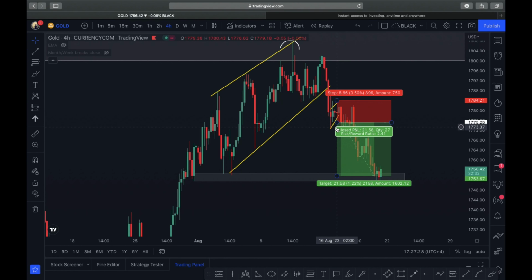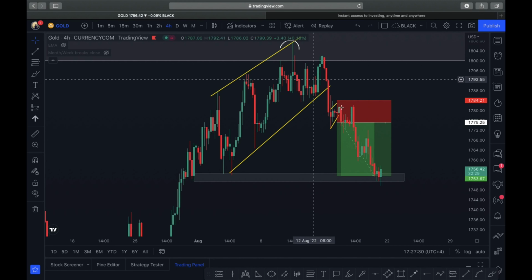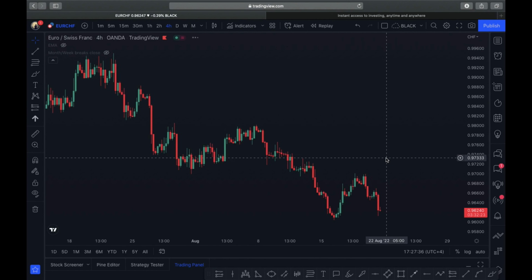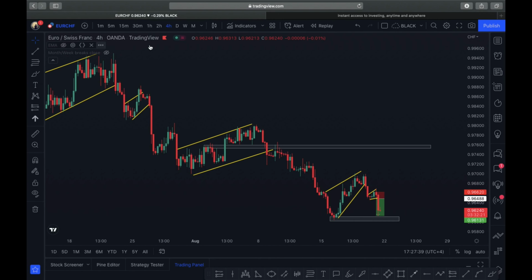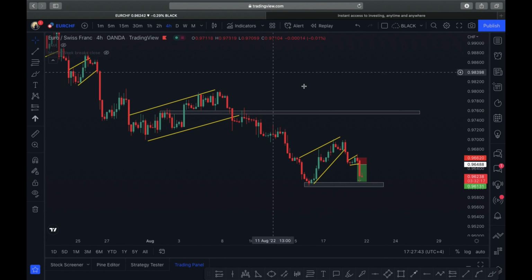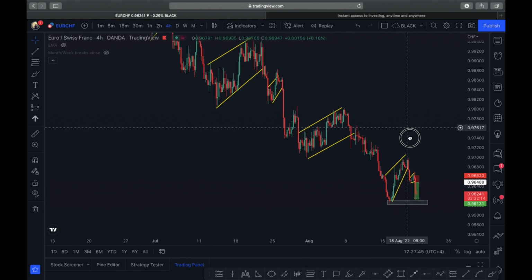We got in right here, and you can see the market smashed our take profit massively. Let's also look at our last trade. That was EURCHF. You can see the setup right here. This is also a textbook trade.